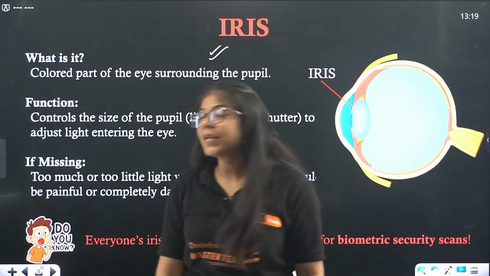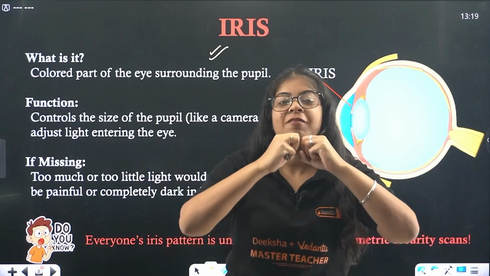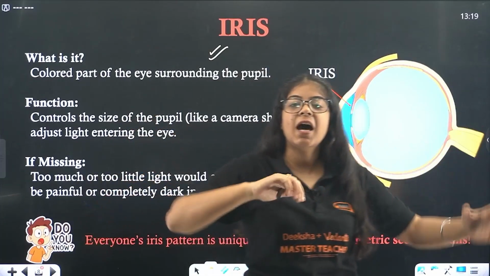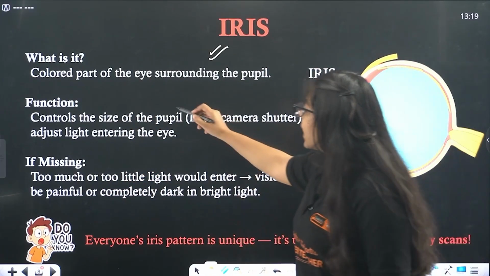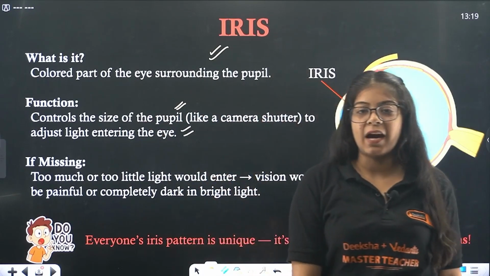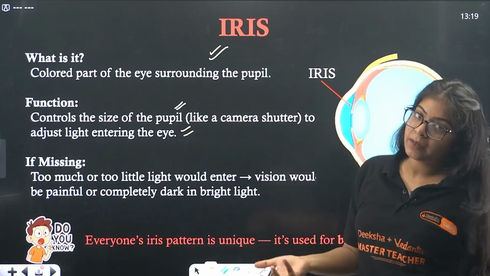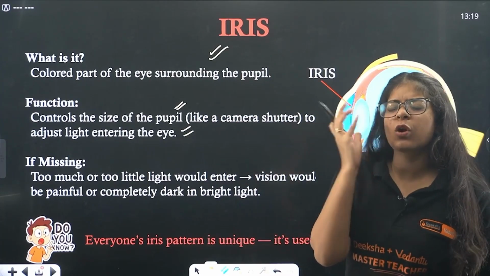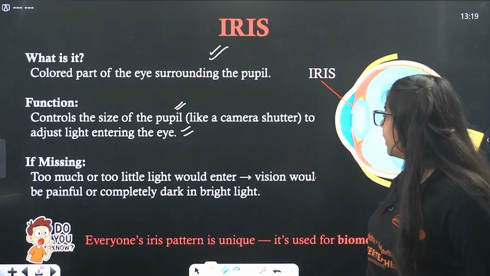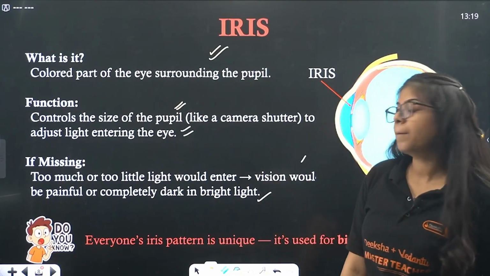Now, the pupil is controlled by what? It is controlled by the iris. The iris shuts the pupil down when we are in sunlight. The iris opens the pupil up when we are in a theater, in a dark room. It controls the size of the pupil like a camera shutter to adjust the light entering our eye. If it is missing, too much or too little light would enter. Your pupil will not close, so a lot of sunlight will enter, or your pupil will not open, so no light will enter when you are inside the theater. Vision would be painful, and completely dark in dim light.